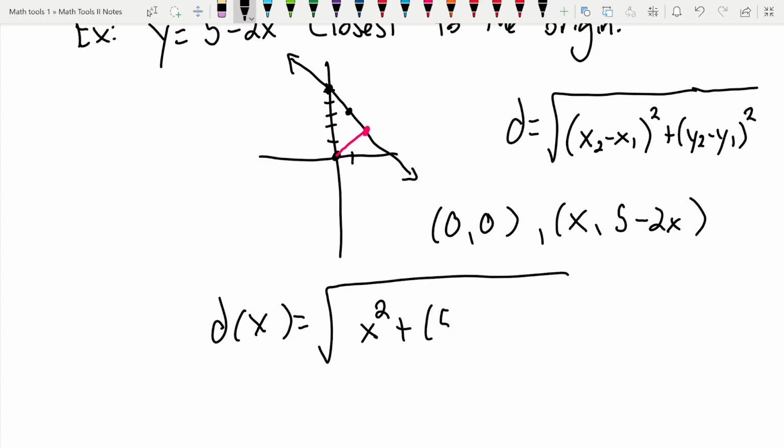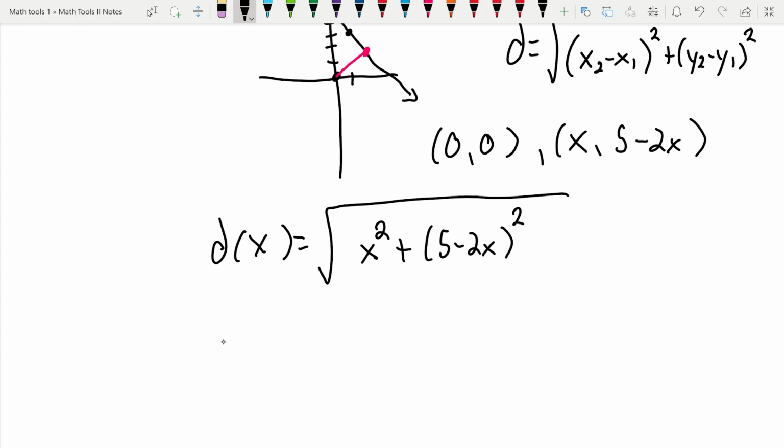Plus 5 minus 2x squared also would be minus 0. All right. So I'm plugging in just x for one of the x points and 0 for the other x point. And then our y value, which is the value of this line, for one of the y points and 0 for the other y point. Okay. So I get this whole thing.